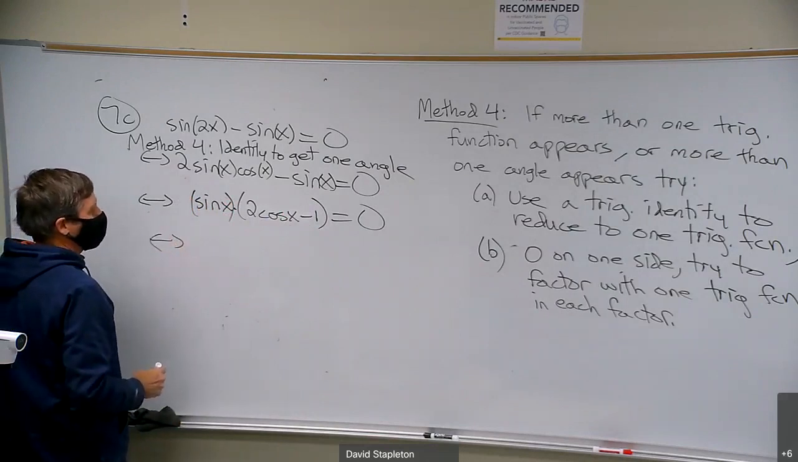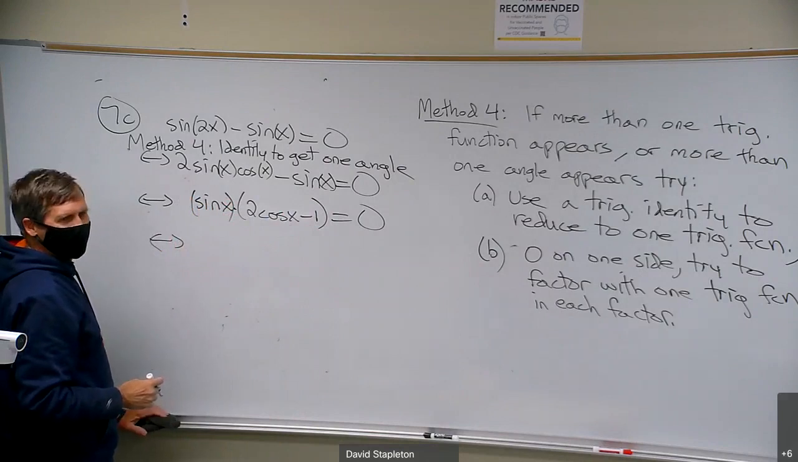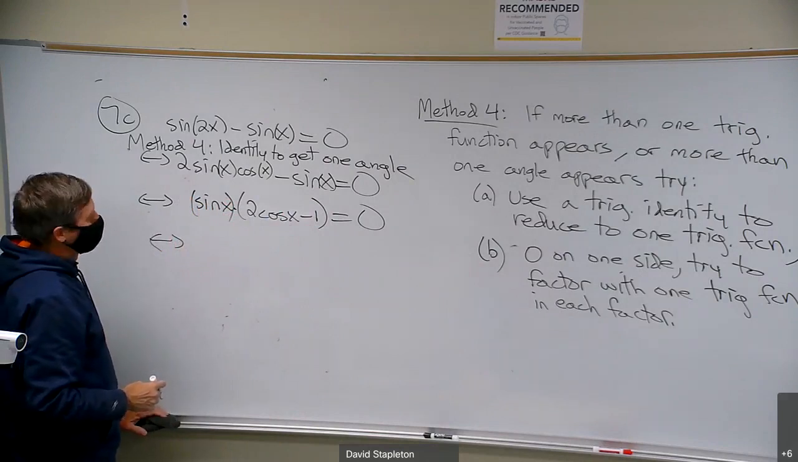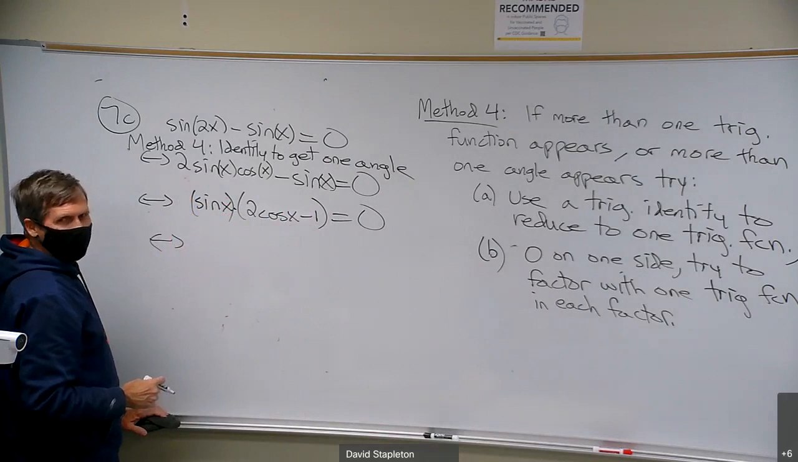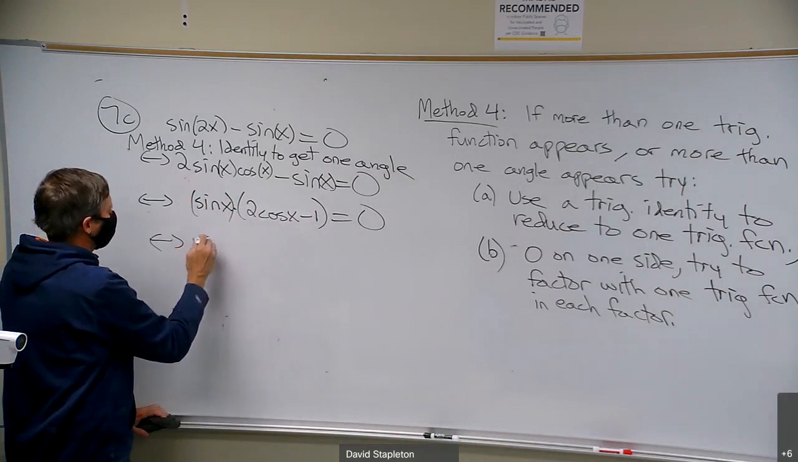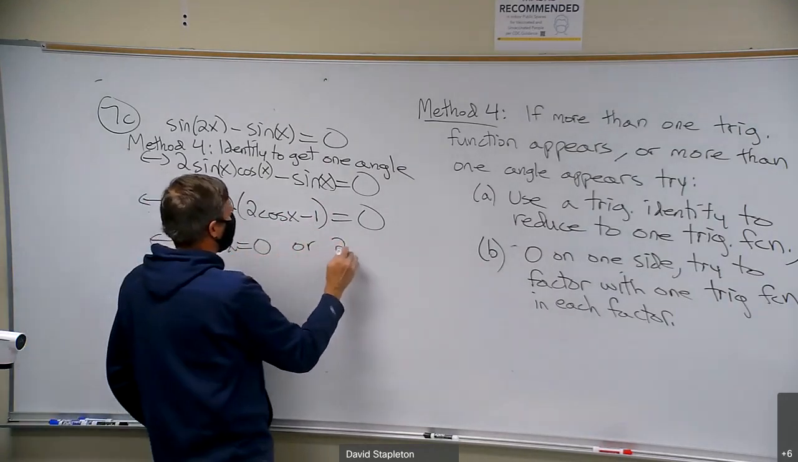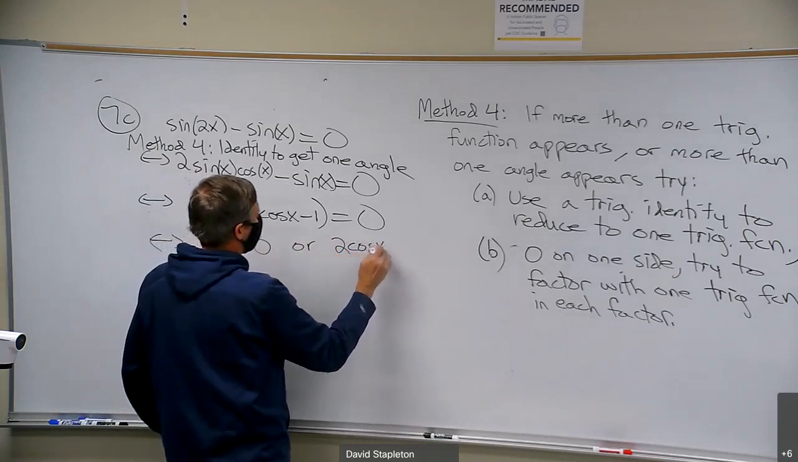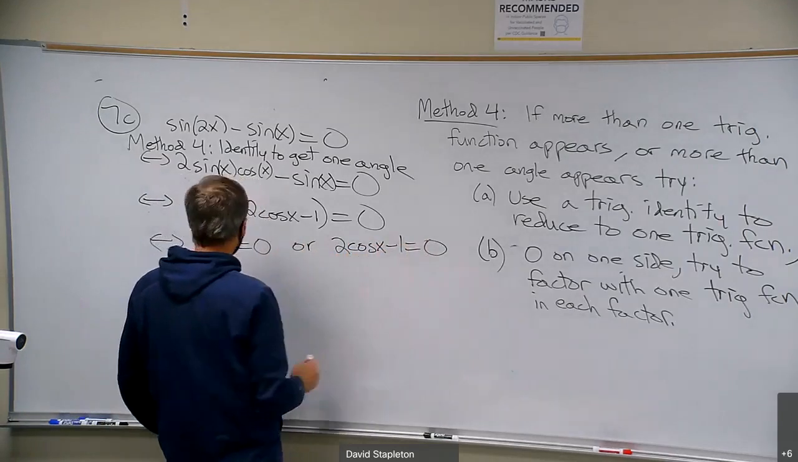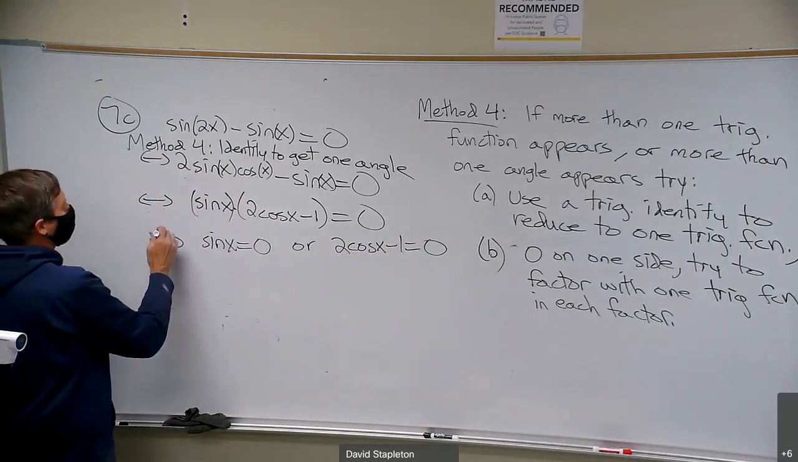Now, if I have 2 factors equal 0, then what do I know about the zero product property? Yeah, at least one of them has to be 0, right? The product is 0, so at least one of the factors, sine x or 2 cosine x minus 1, equals 0. There we go. Awesome. Zero product property. So there's the second part, again, method 4.